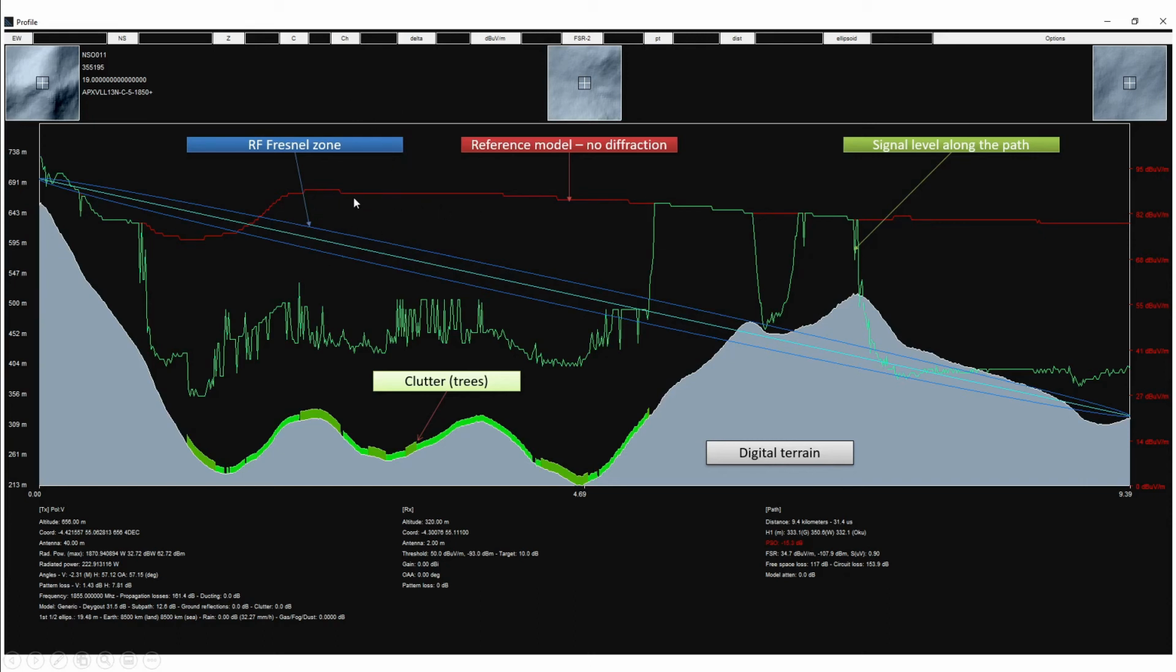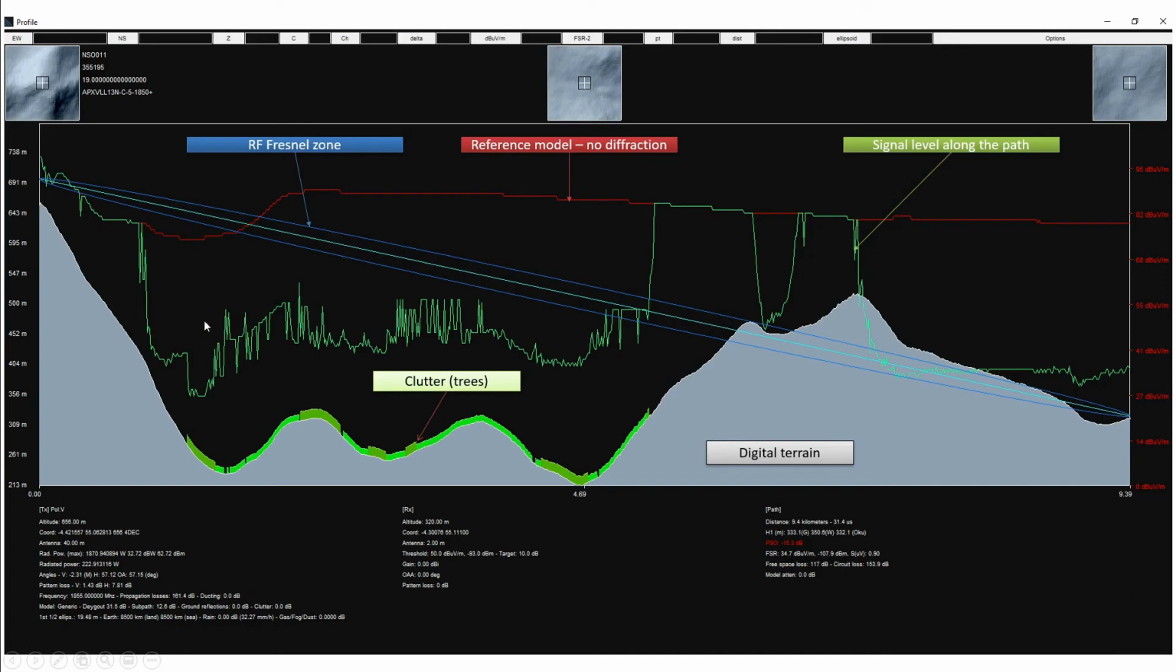these different graphs. So look at the red. The red graph is the signal without diffraction. Okay, this is your reference model, such as free space. So free space is the maximum you can reach. Of course, it's not realistic, but this is serving here as a reference.